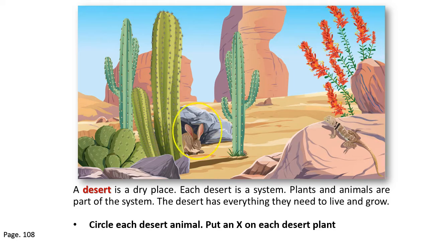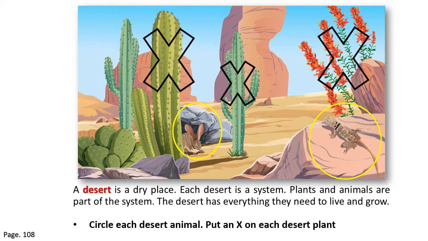So, let's circle the rabbit, and let's circle the lizard. The other part of our question is to put an X on each desert plant. So, let's put an X on this flower right here, and let's put an X on the cactuses. So, these plants and animals live in the desert. The desert is their habitat.